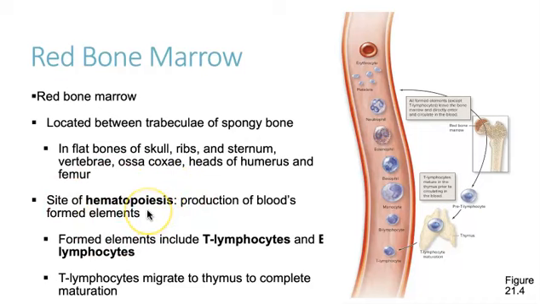Let's say that out loud so we can get comfortable with saying that word, hematopoiesis. And that is the production of our blood's formed elements in this red bone marrow. So we are going to be able to produce our T lymphocytes or T cells and our B lymphocytes or B cells. Then our T cells are going to migrate over to the thymus to reach complete maturation, whereas our B cells are going to stay within the bone marrow to mature there.